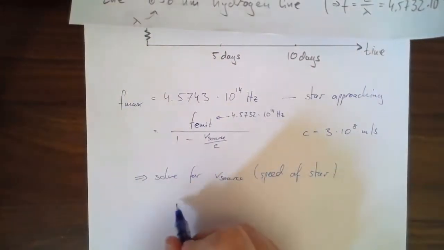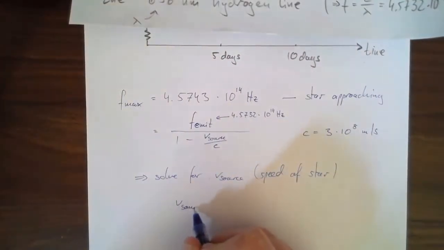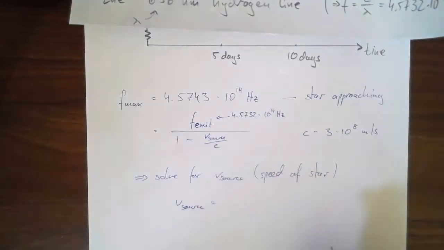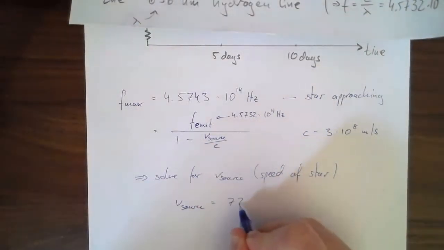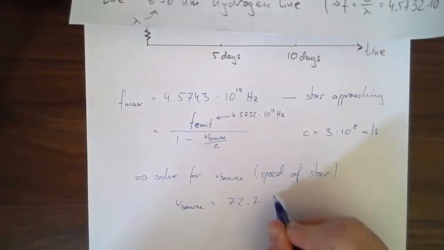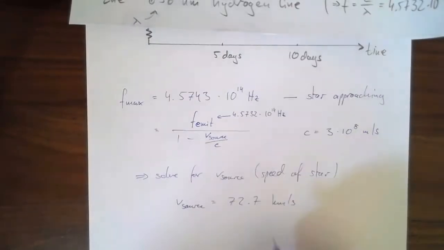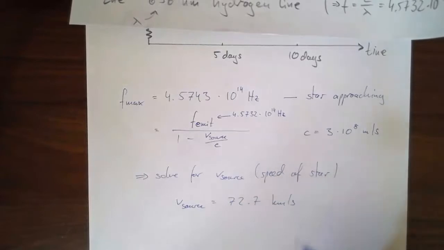We can solve for V source, and what we should find, now of course I did the math beforehand, is about 72.7 kilometers a second. That is how fast the stars are circling around each other, or rather around their common center.